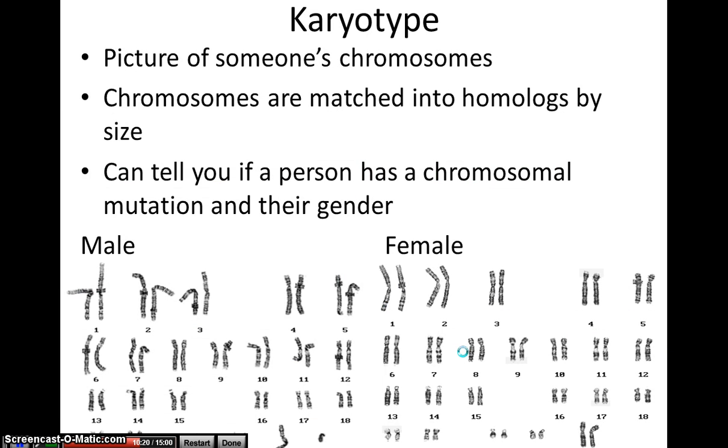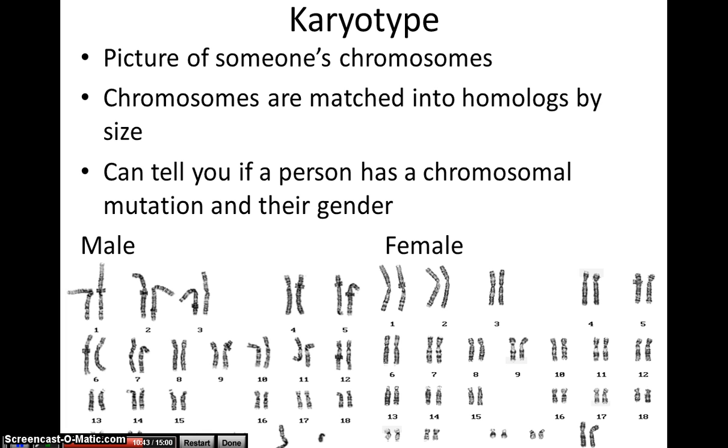All right, the other way that we can visualize and see if someone has a mutation is to look at a karyotype. And this is essentially just a picture of someone's chromosomes. And those chromosomes just get matched up based on size and the little banding patterns here. And then you can also tell if a person has a chromosomal mutation using this as well as their gender.